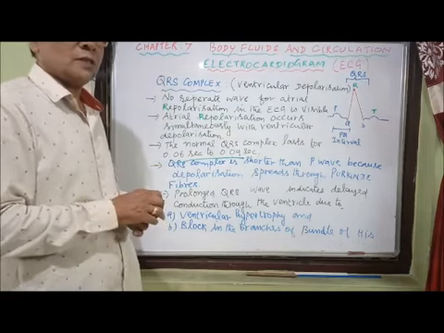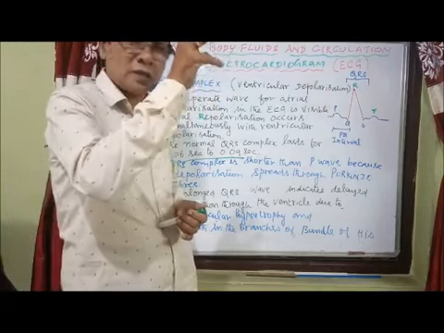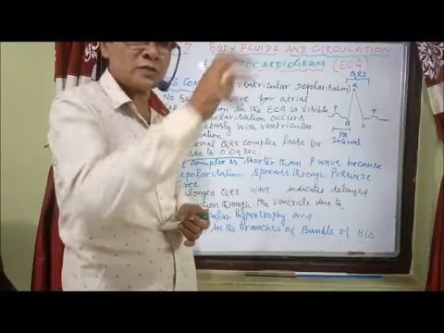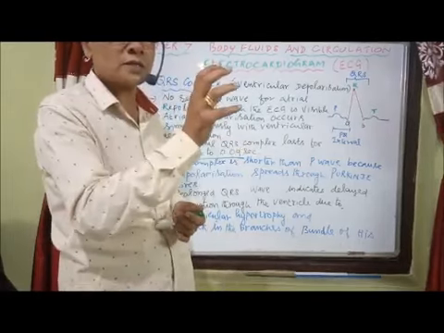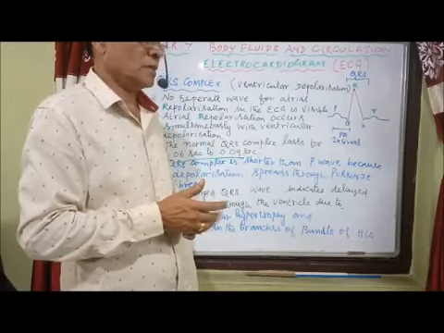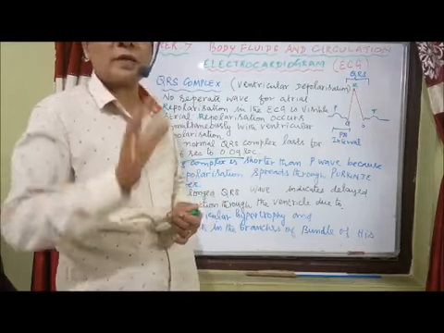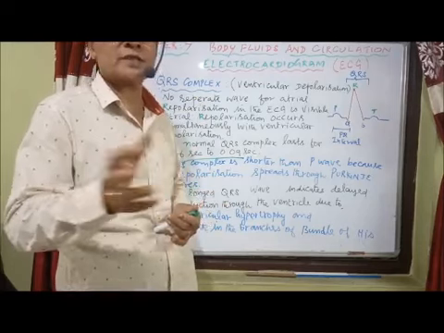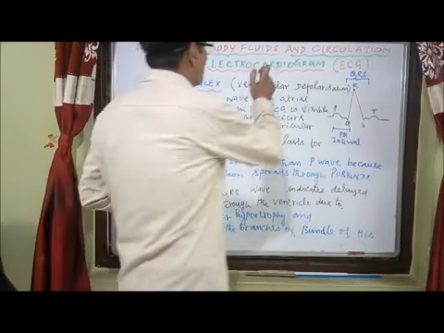That means the impulses in the atria are not spreading through the atrial muscles directly to the ventricles. There is no direct conduction of impulses from the atria to the ventricles, because at the atrioventricular aperture there is a pad of fibrous connective tissue called the annular pad.